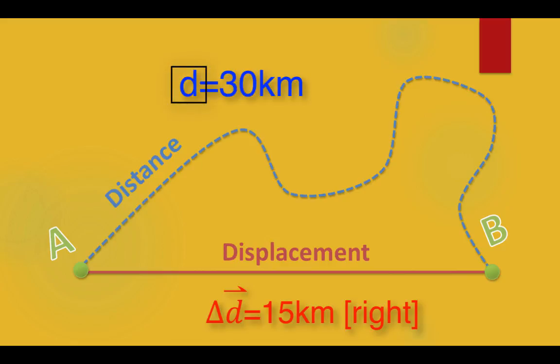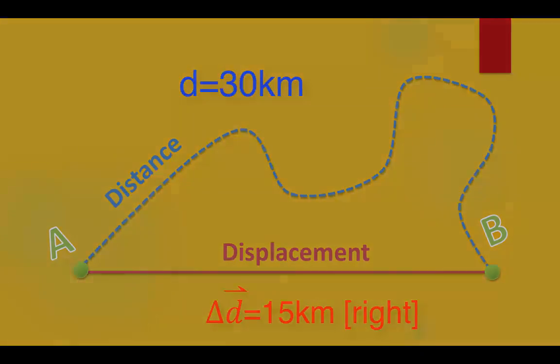Distance is represented by the symbol d, while displacement is represented by the symbol delta d and has a vector half arrow above it. The distance is 30 kilometers, the displacement is 15 kilometers to the right.